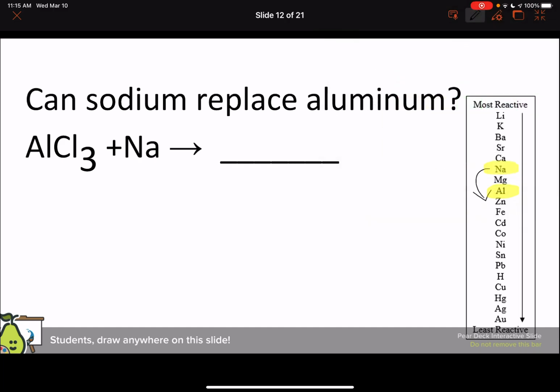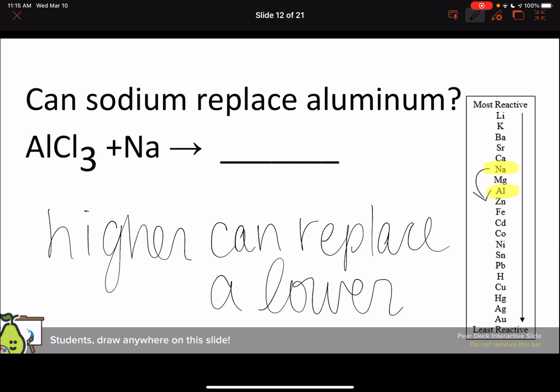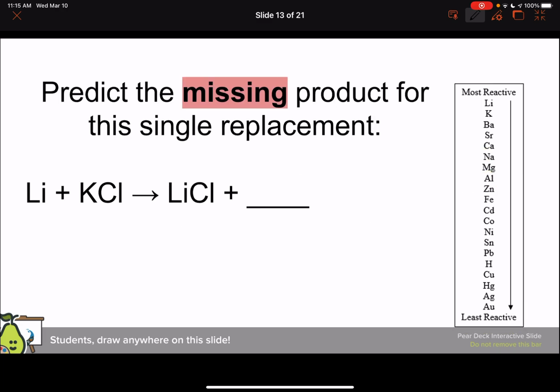Yes. Remember, a higher one can replace a lower one. So yes, sodium can replace. This reaction would occur, and we saw it in our previous one. Now predict the missing product for this single replacement.